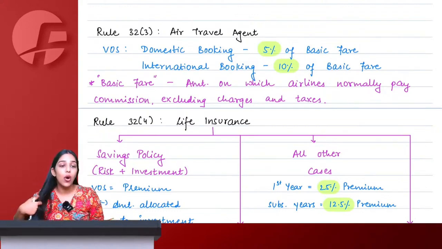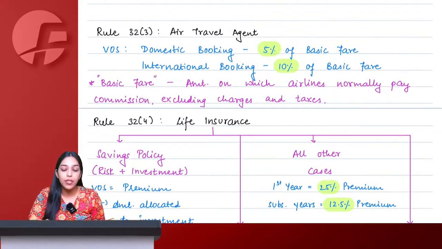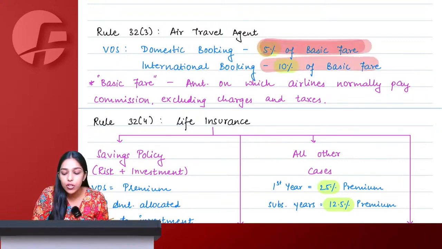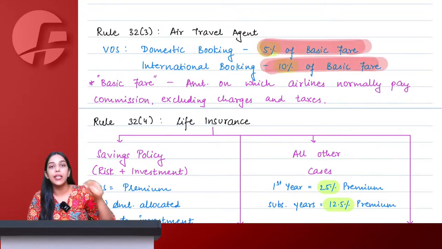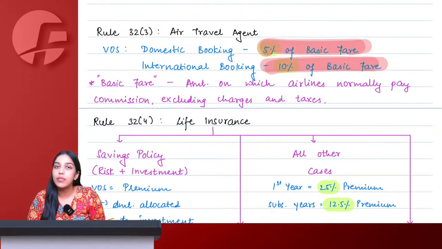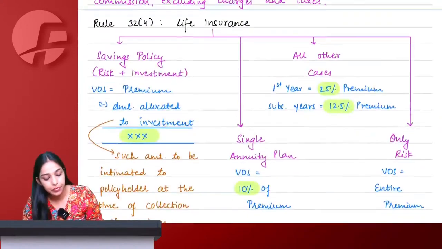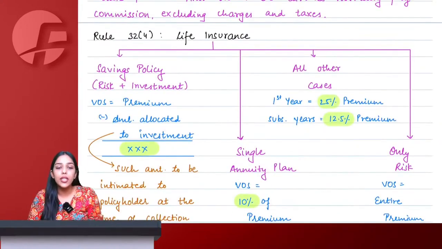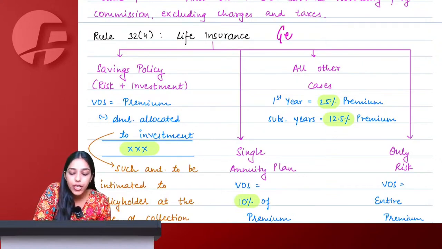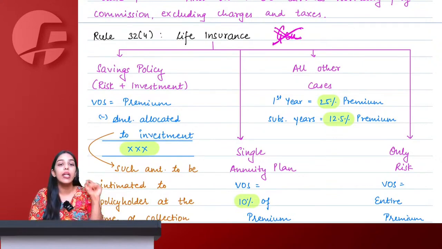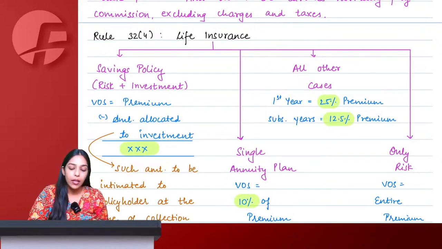The basic fare on which airline companies are paying commission, 5% and 10% of that basic fare for domestic and international booking respectively, becomes the value of supply. Then talking about rule 32(4), which is life insurance. Now, this is not for general insurance.